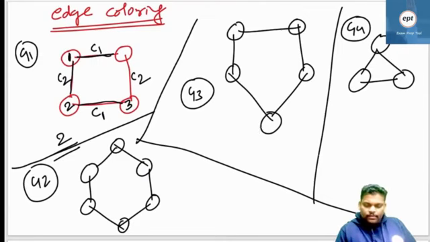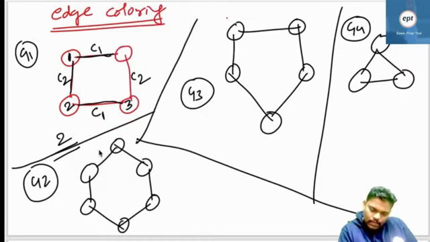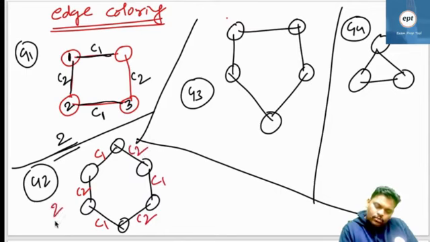Let me try for G2. I think it is the C1 color, then C2, C1, C2, C1, C2. I think this is also 2 colors. G2 also 2.